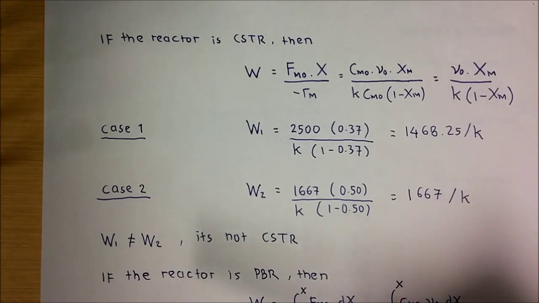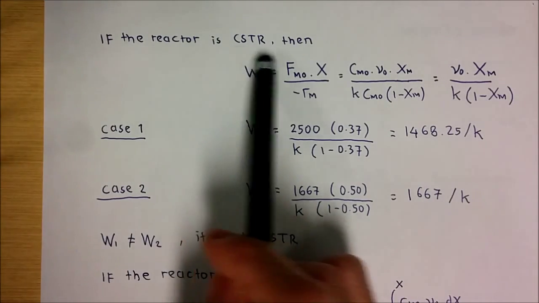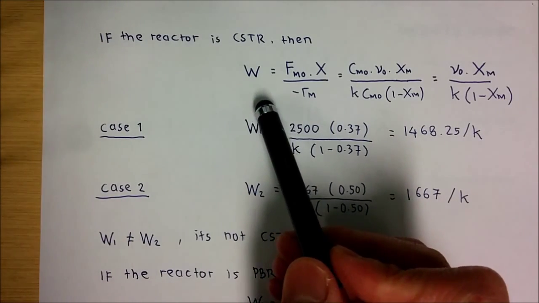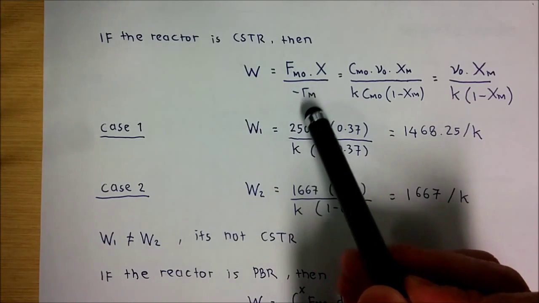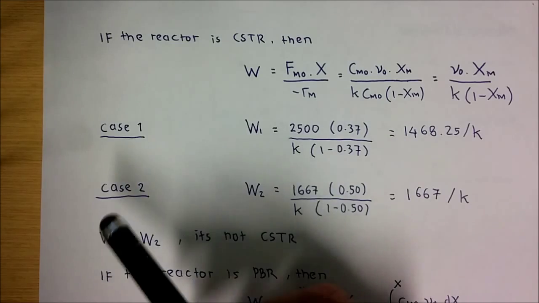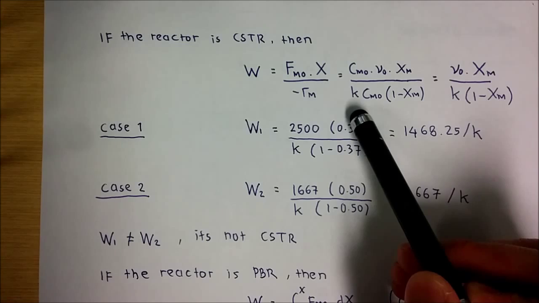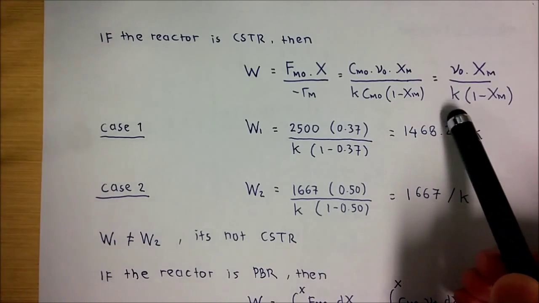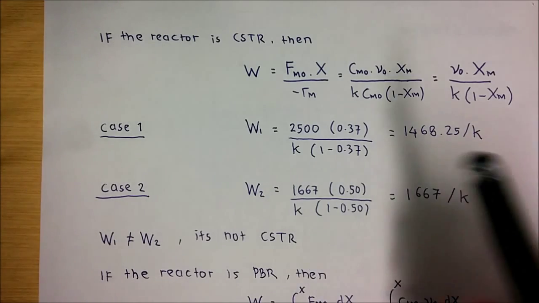So now we need to find out whether it's CSTR or PBR. We assume the reactor is a CSTR, then we calculate W, based on the mole balance equation. It's going to be Fm0 multiplied by X over the rate law. And if we break it down, we're going to have at the end the volumetric flow rate multiplied by the conversion over K multiplied by (1 minus the conversion).